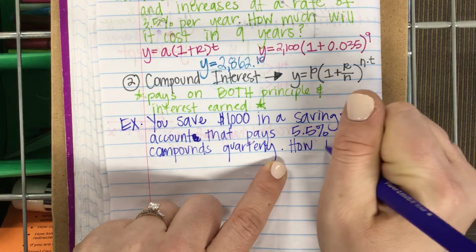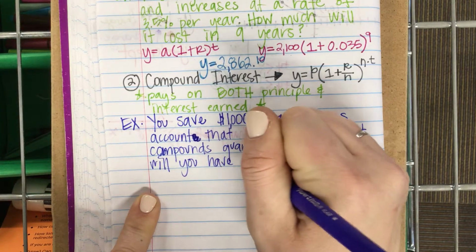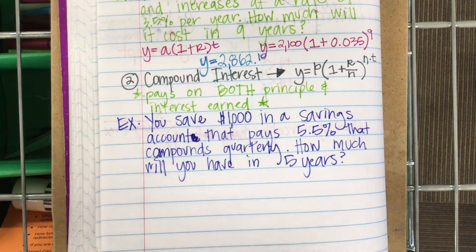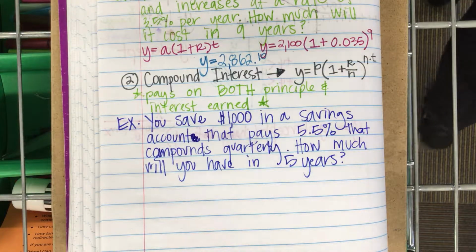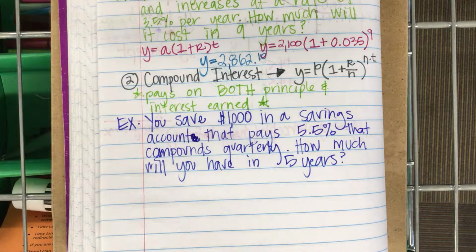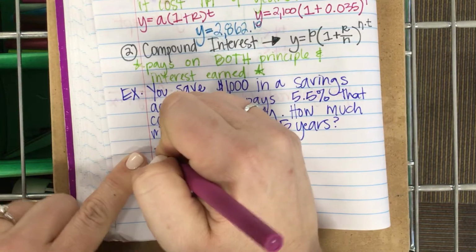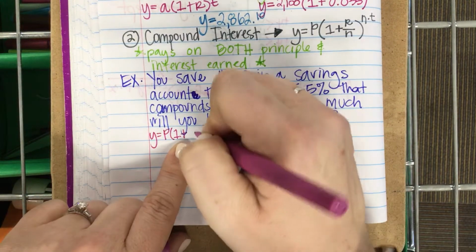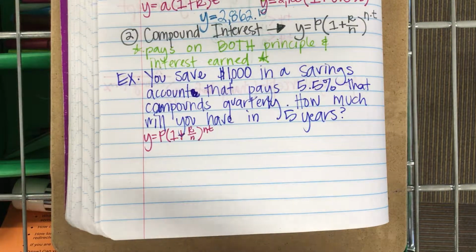How much will you have in 5 years? You save $1,000 in a savings account that pays 5.5% that compounds quarterly. How much will you have in 5 years? So let's write the formula again. Y equals the principal, P, times 1 plus the rate over the number to the power of NT.